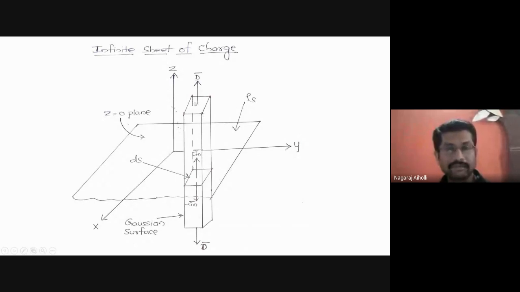Which are the side surfaces? The x and y components. For the x and y components, the D bar components along x and y directions are 0, because D bar is always perpendicular to the Gaussian surface. Hence, now D bar is lying along the z axis.